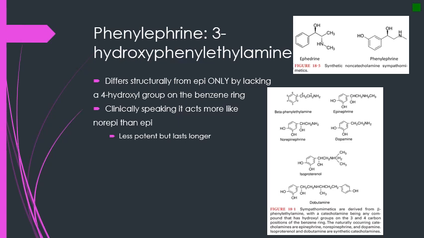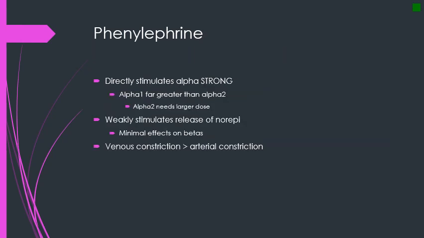It differs structurally from epinephrine only because it lacks a 4-hydroxyl group on the benzene ring. Phenylephrine is a very strong alpha stimulator. It works more on alpha 1s as compared to alpha 2. Even though it can work on alpha 2, it needs those larger doses of phenylephrine to do so. It does weakly stimulate the release of norepinephrine. That's again with those larger doses. It has very minimal effect on betas.